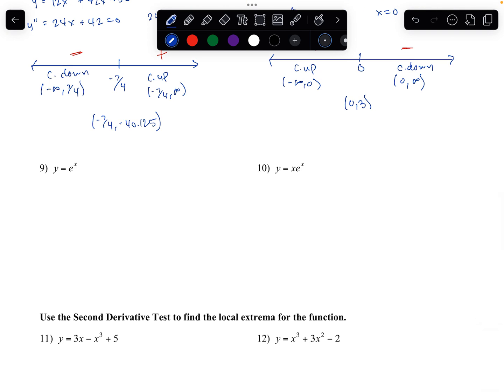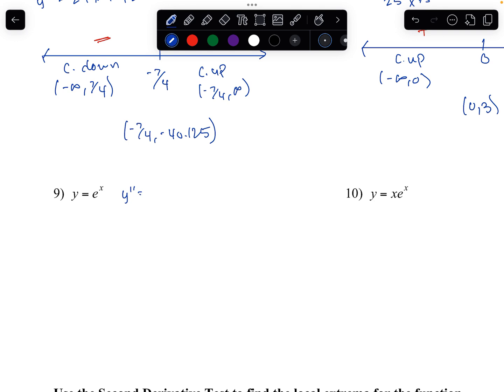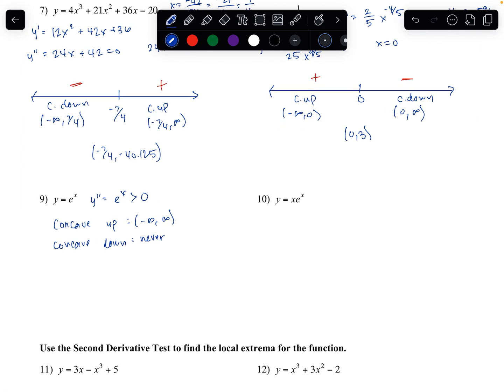Oh man, what the heck? E to the x, come on. We know that that's always going to be positive. It's always concave up. I already know that its second derivative is e to the x, and that's always positive. And so it's concave up. So concave up is going to be from negative infinity to infinity. Concave down, never. And no points of inflection because it never changes from concave up or concave down.